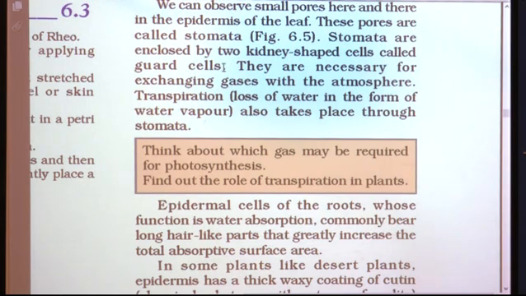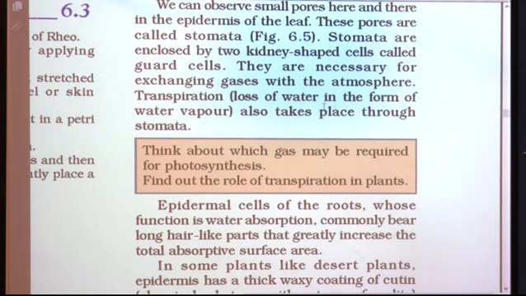So, what are guard cells? These are two kidney shaped cells which are there at the entry of each stomata. They are necessary for exchanging gases with the atmosphere. Similarly, transpiration also takes place through stomata. So, this is another function of stomata.